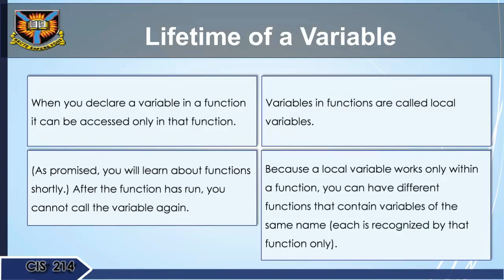Lifetime of a variable. When you declare a variable in a function, it can be accessed only in that function. As promised, you will learn about functions shortly. After the function has run, you cannot call the variable again. Variables in functions are called local variables. Because a local variable works only within a function, you can have different functions that contain variables of the same name. Each is recognized by that function only.